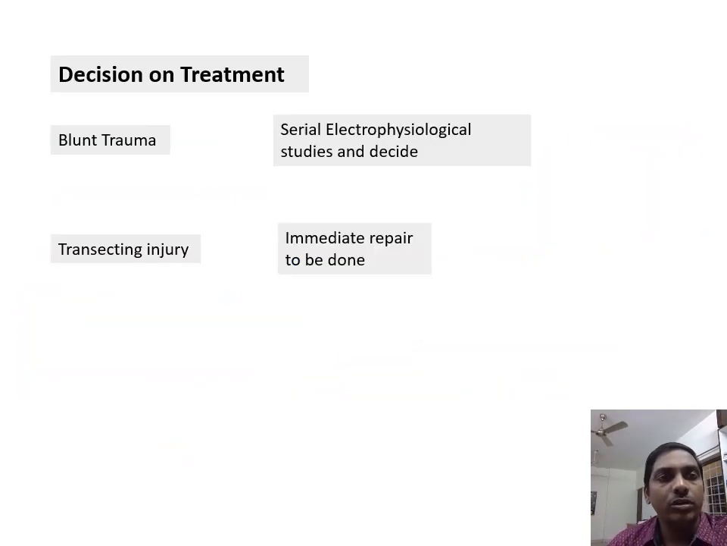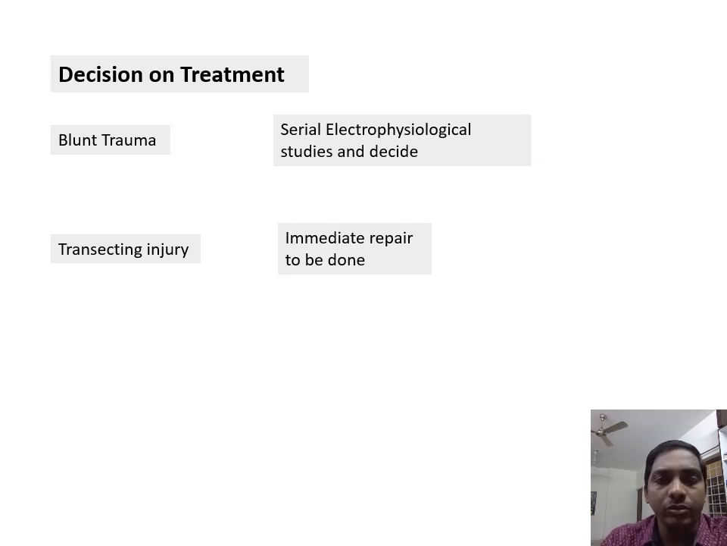So now let's move on to the treatment aspect. As I told already, a patient with a nerve injury sustained due to blunt trauma can wait, and we shall do serial electrodiagnostic studies, electrophysiological diagnostic studies, over a period of 6 weeks and 12 weeks, and then we shall decide.